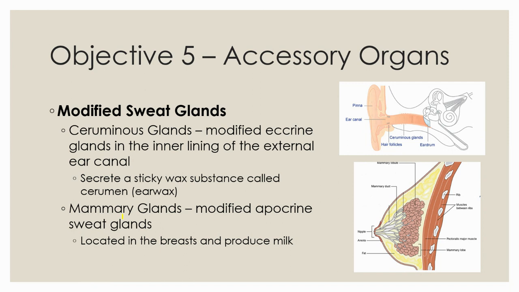There's a couple of types of modified sweat glands. You have ceruminous glands, and these are the ones that you find in your ear that create earwax. It kind of joins up with some of the shedding of the skin in your ear and forms that waxy coating. It actually helps keep things from getting into that ear canal. And then you have mammary glands, which are a type of modified apocrine sweat gland, and these are the ones that produce milk in the breast.